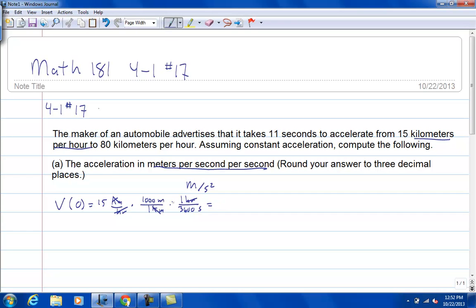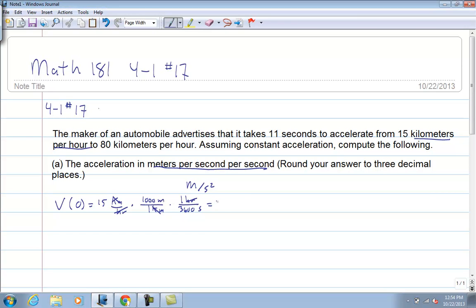And so 15 times 1,000 over 3,600. Let's get the handy dandy calculator out here. Okay, and I get 25 over 6 meters per second.